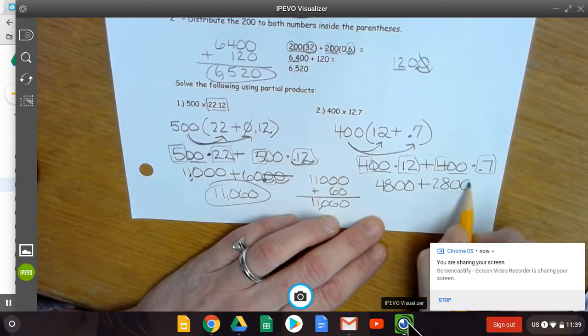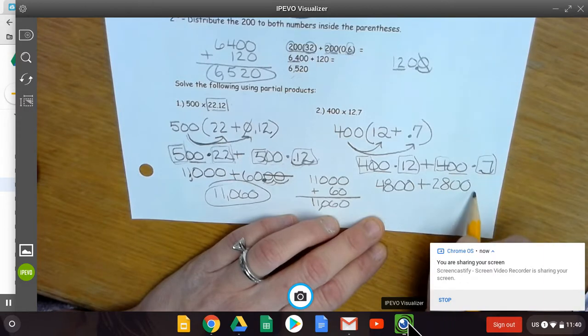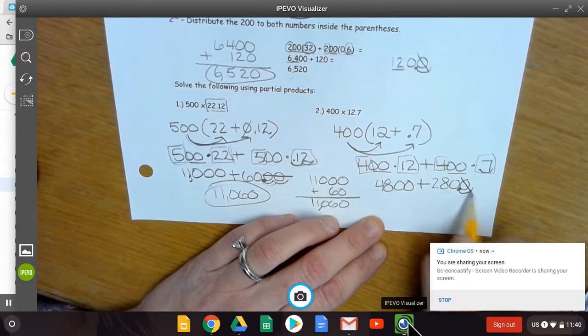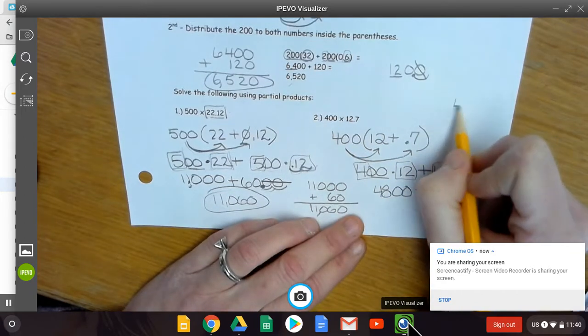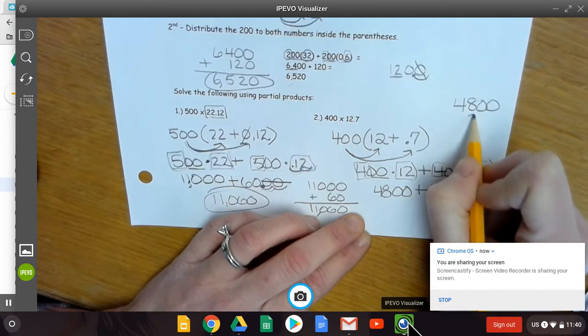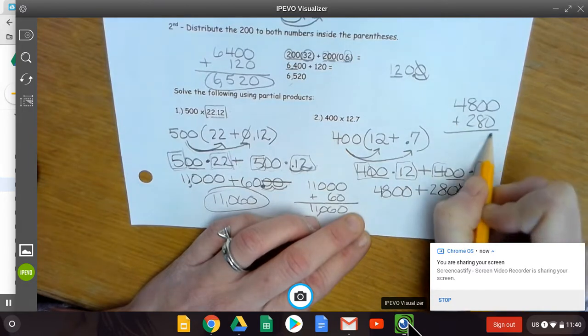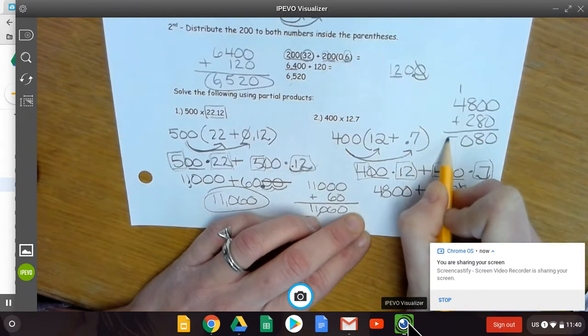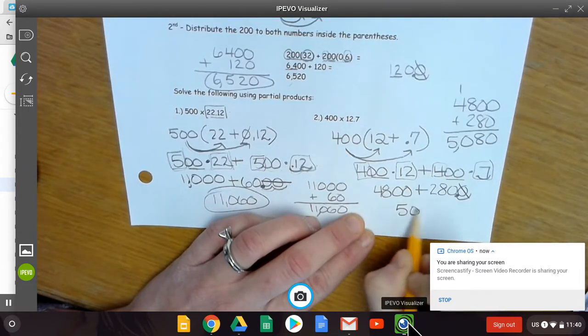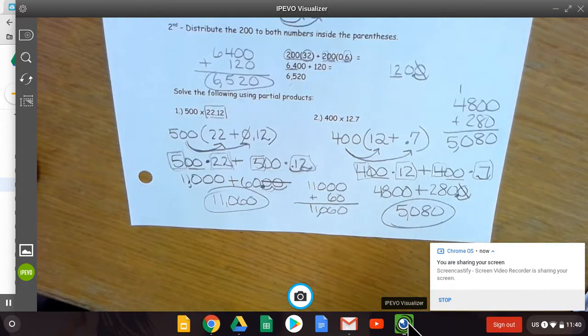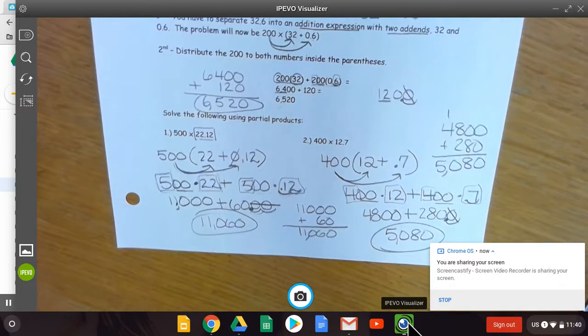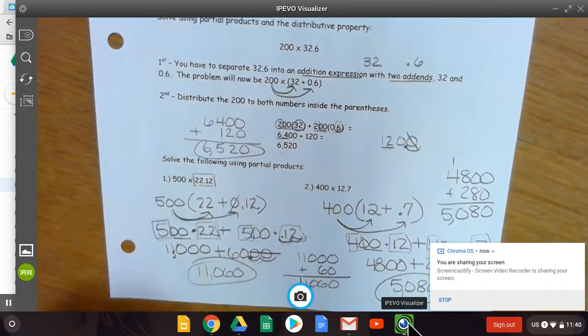Tack on the 2 zeros, but always look, there's a decimal. You have to move over 1 place, cross that 0 out, and add these 2 numbers together. So I'm going to go up here and add 4,800 plus 280, which gives me 5,080. Okay, so that's how you use partial products to help you multiply with decimals.